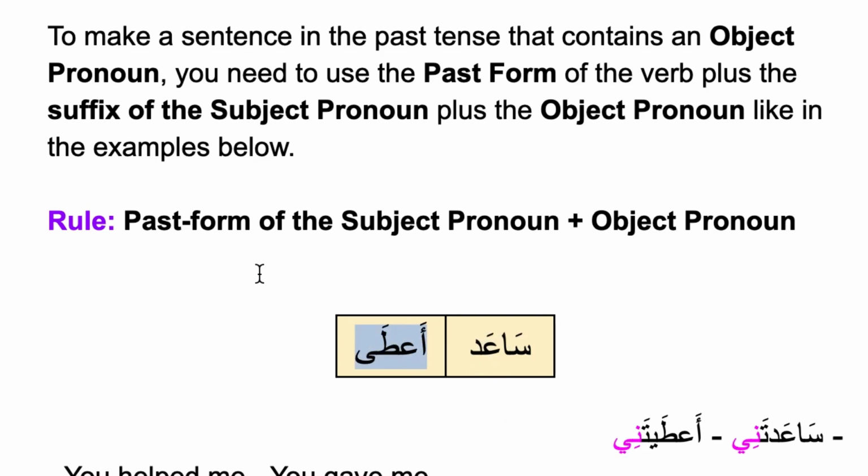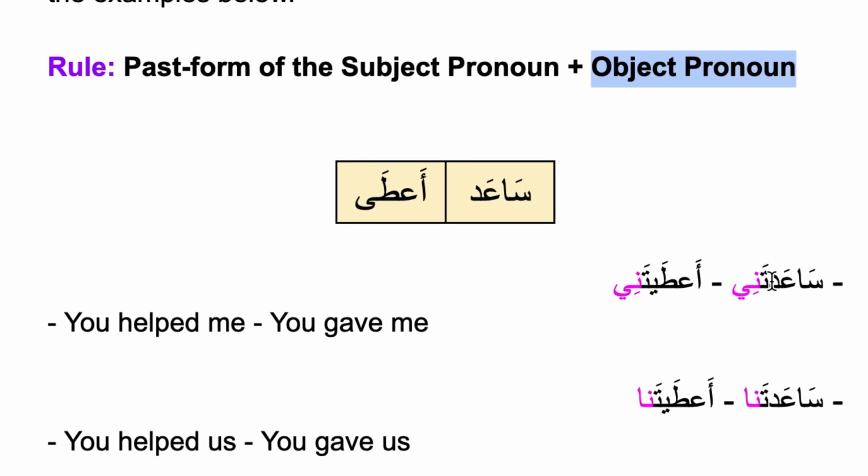And the rule for making a phrase in the past tense is using the past form of the subject pronouns plus the object pronouns. For example, ساعد means help in the past. ساعدتَ means you helped. The ta at the end of the verb means that you did the action. And we have learned this in the previous lesson. ساعدتني means you helped me. And as you can see, we have added the ni to the end of the verb. And ni means me.